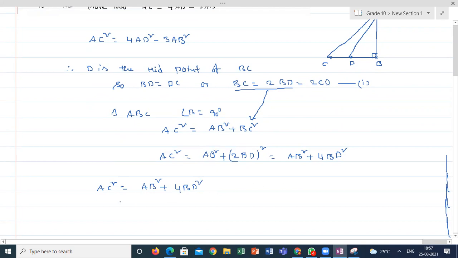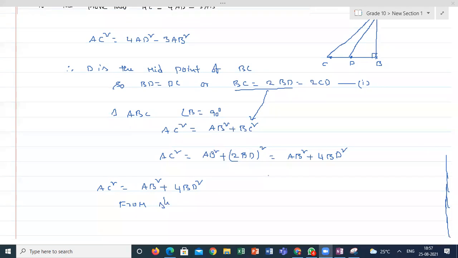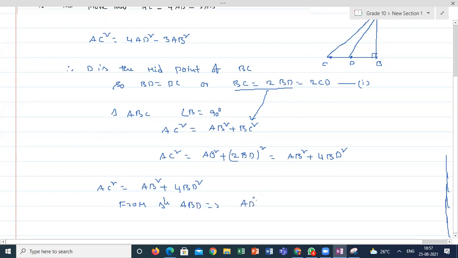We know from triangle ABD, if I am applying Pythagoras theorem, AD square is equal to BD square plus BA square. From here, BD square will be equal to AD square minus BA square, or AB square.